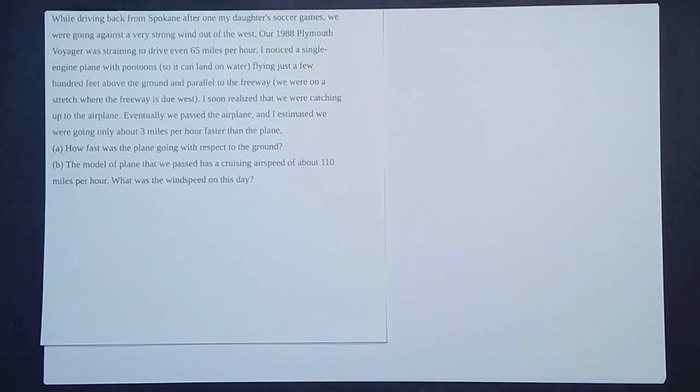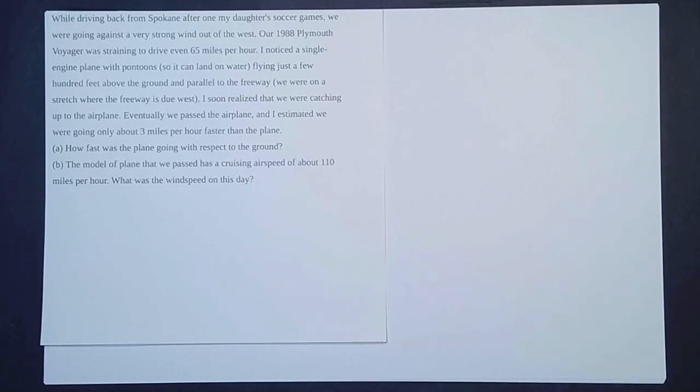I soon realized that we were catching up to the airplane. Eventually, we passed the airplane, and I estimated we were going only about 3 miles per hour faster than the plane. How fast was the plane going with respect to the ground?